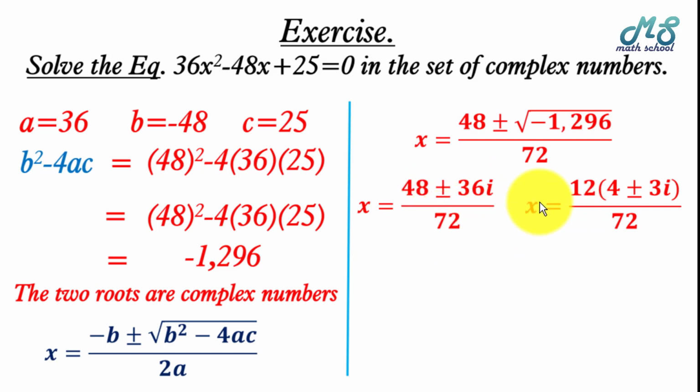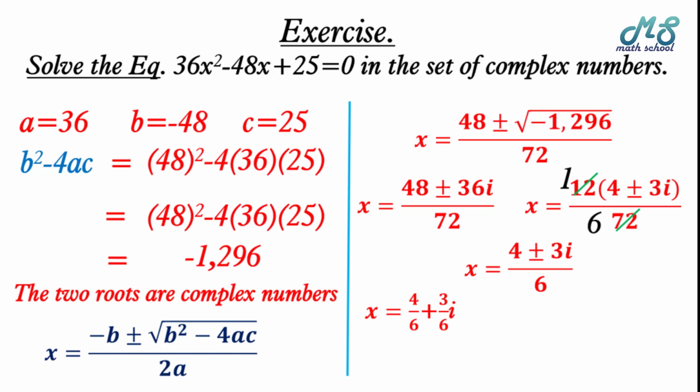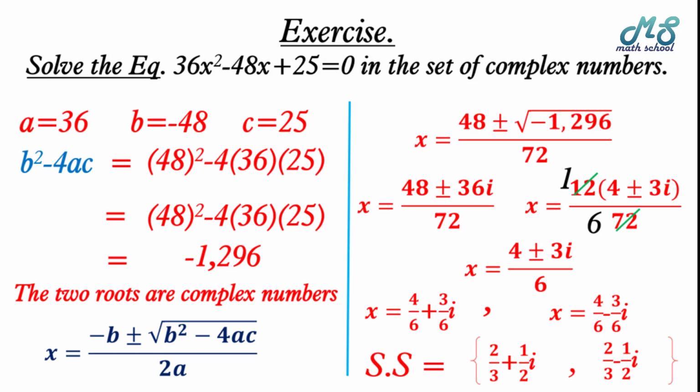The root of 1296 is 36. Don't forget. Now x, by simplification, we have a common factor which is 12. Now x equals 12 times 4 plus or minus 3i over 72. 72 is divisible by 12 equals 6. We get x equals 4 plus or minus 3i over 6. Now guys, x equals 4 over 6 plus 3 over 6 i, and x equals 4 over 6 minus 3 over 6 i. In the simplest form, we can find the two roots as 2 over 3 plus 1 half i and 2 over 3 minus 1 half i.